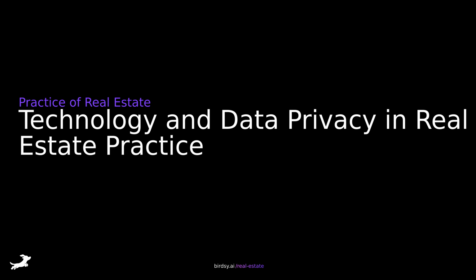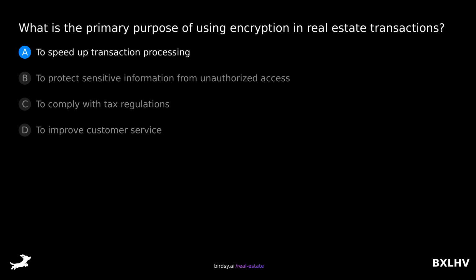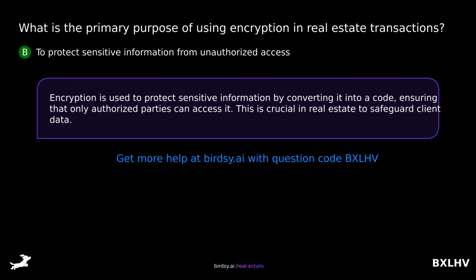Technology and data privacy in real estate practice. What is the primary purpose of using encryption in real estate transactions? Is it A, to speed up transaction processing, B, to protect sensitive information from unauthorized access, C, to comply with tax regulations, or D, to improve customer service? The answer is B, to protect sensitive information from unauthorized access. Encryption is used to protect sensitive information by converting it into a code, ensuring that only authorized parties can access it. This is crucial in real estate to safeguard client data.